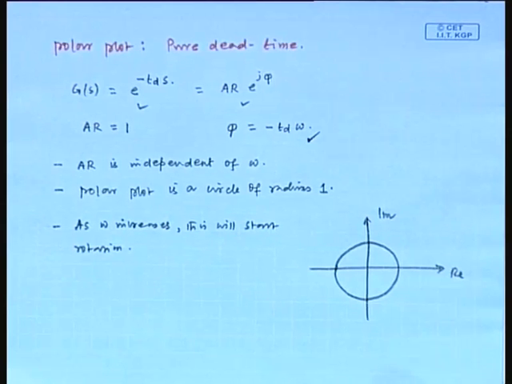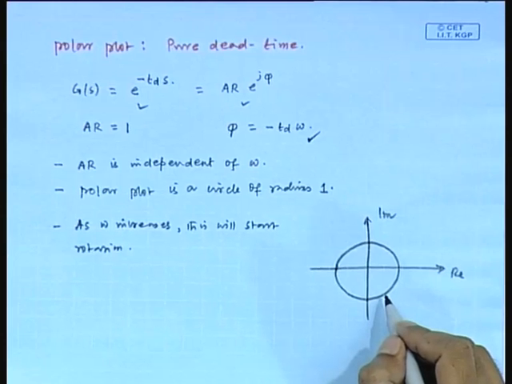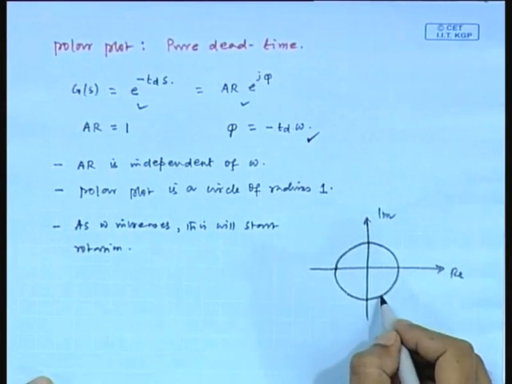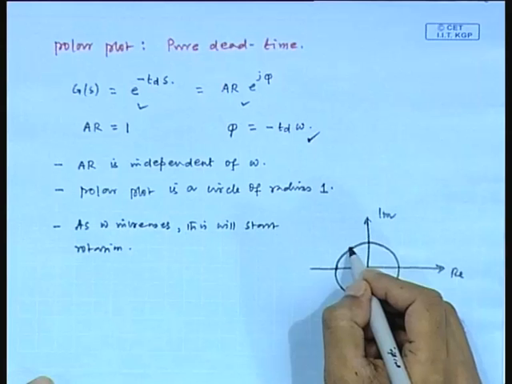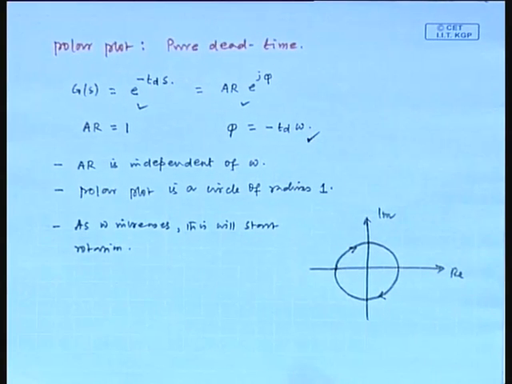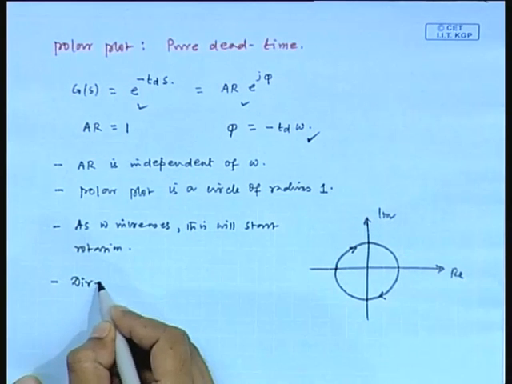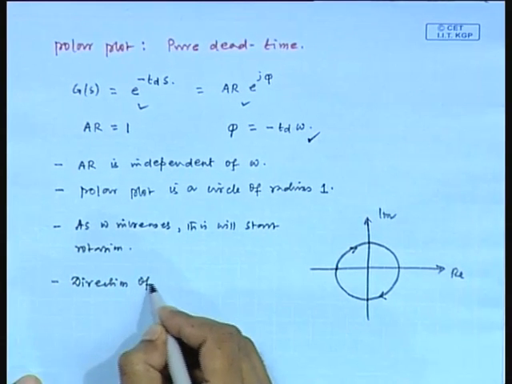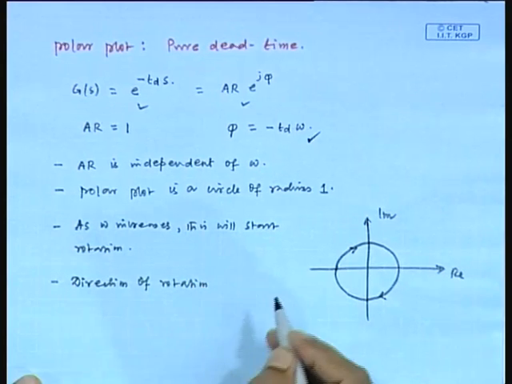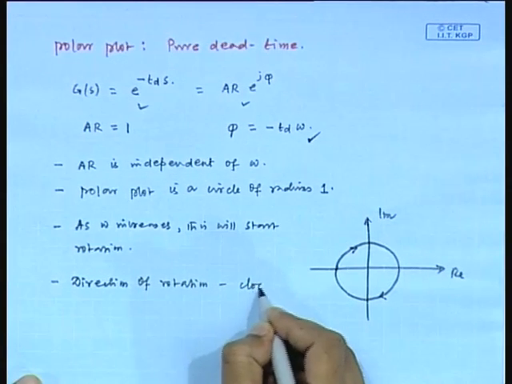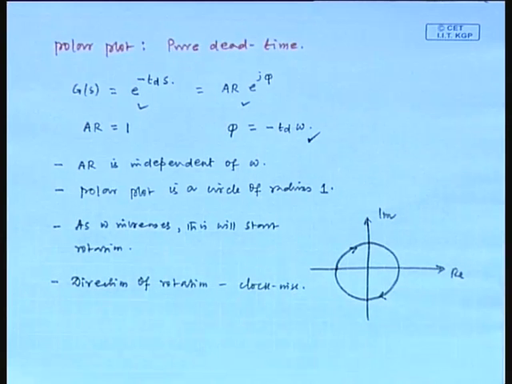Now, next question is, what is the direction of that rotation? We have to show the direction of this polar plot also, that will be clockwise. So, direction of rotation will be clockwise. So, this is the polar plot of the pure dead time system.